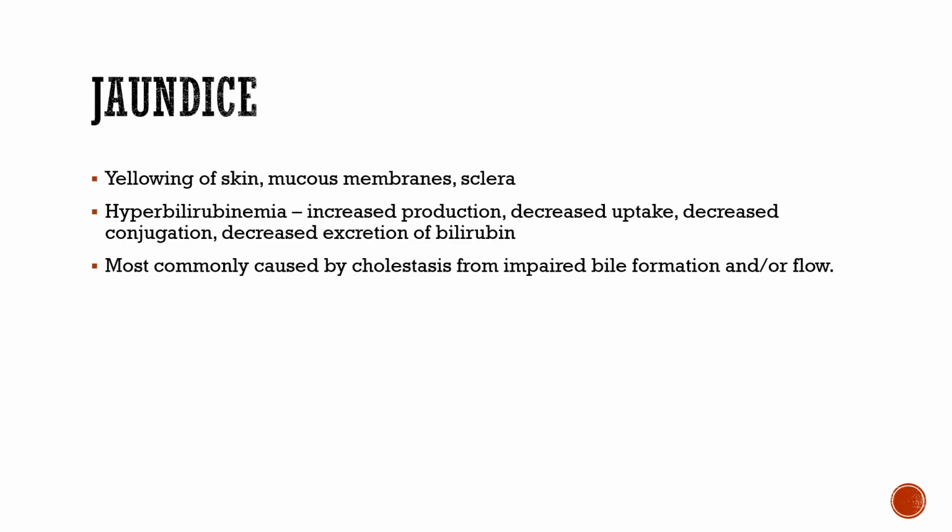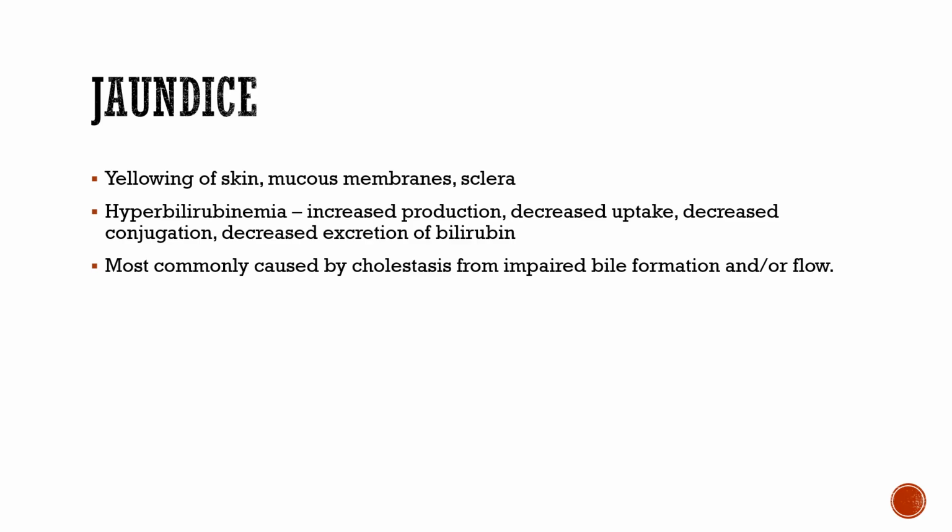Increased bilirubin comes from increased production, a decreased uptake of the bilirubin by the liver, decreased conjugation of the bilirubin, and decreased excretion of the bilirubin. If you look at each one of those and you think about the organ that is responsible for taking care of the bilirubin, you see that the liver is largely responsible for it.